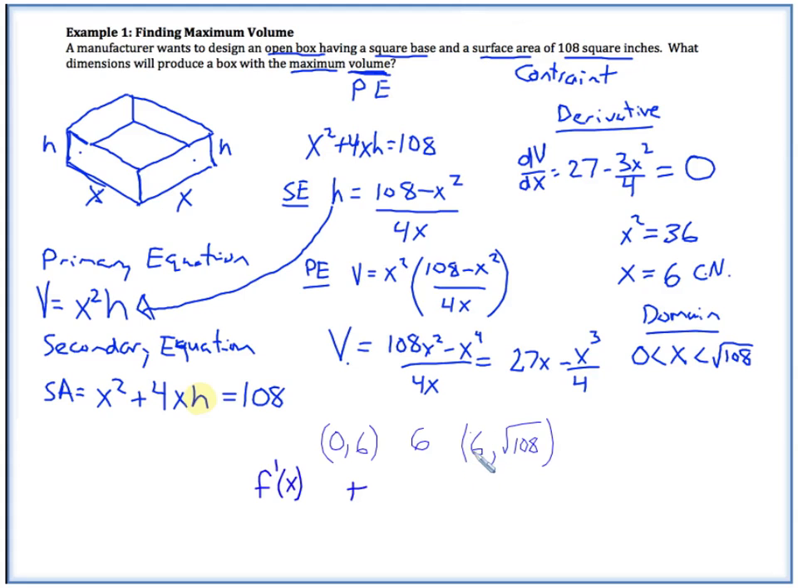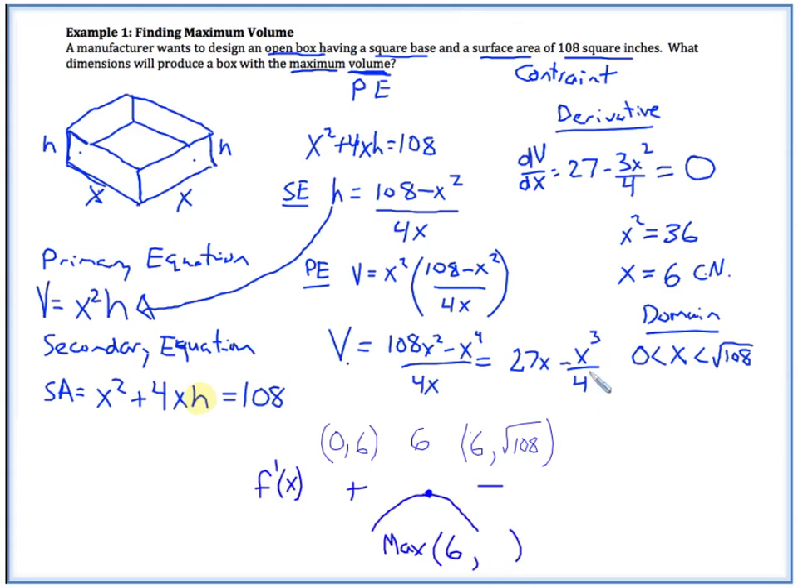So we could try something bigger than 6 and less than the square root of 108. Well, the square root of 100 is 10, so let's try 10 here. 10 squared is 100 times 3 is 300 divided by 4. That's definitely bigger than 27, so this is going to be a negative number. So if our function is increasing and then it switches to decreasing, that means that this is a maximum here at x equals 6.